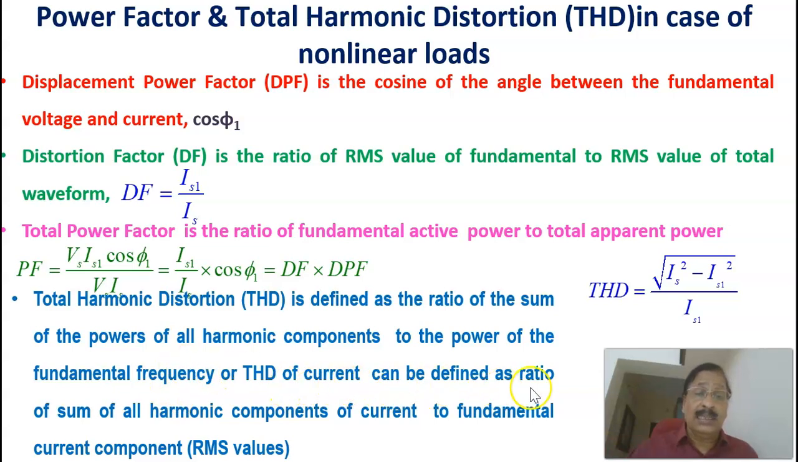Therefore, the total harmonic distortion can be defined as the ratio of the harmonic component of the current to the fundamental current component, that is, RMS values. That is the square root of Is squared minus Is1 squared, divided by Is1. That is what is called the total harmonic distortion.